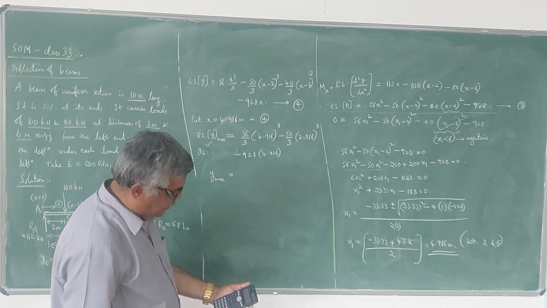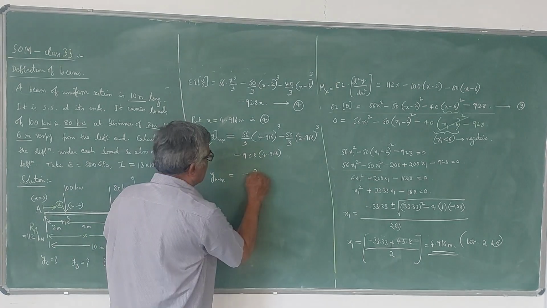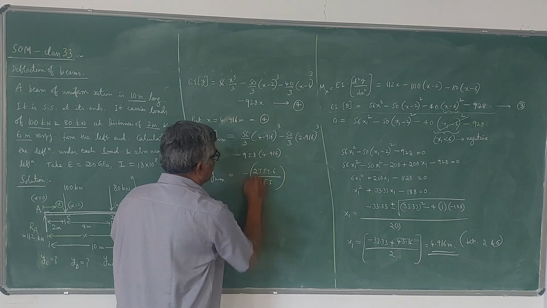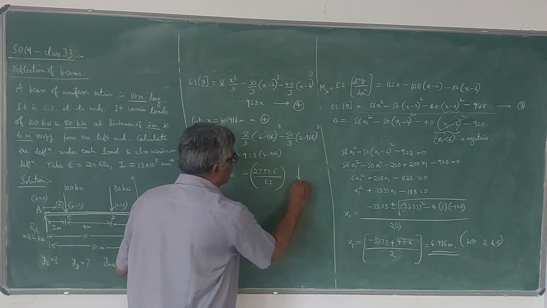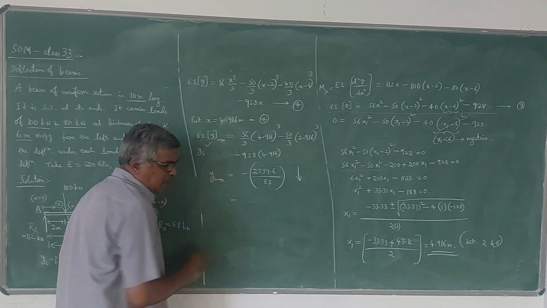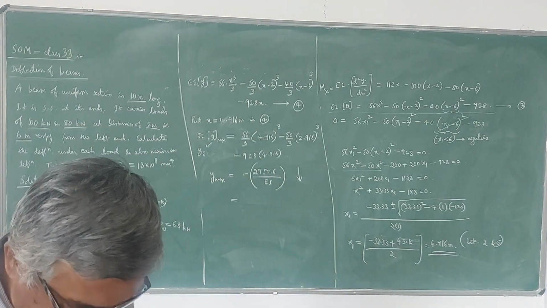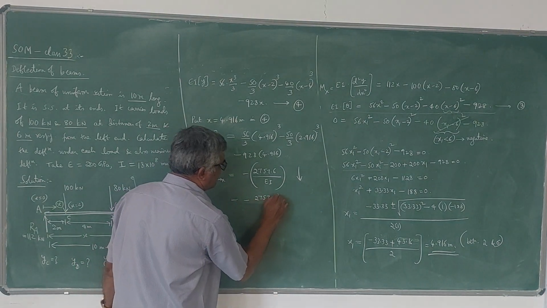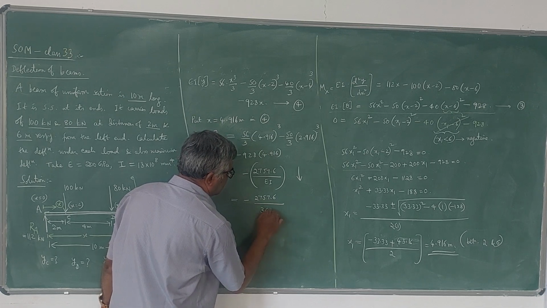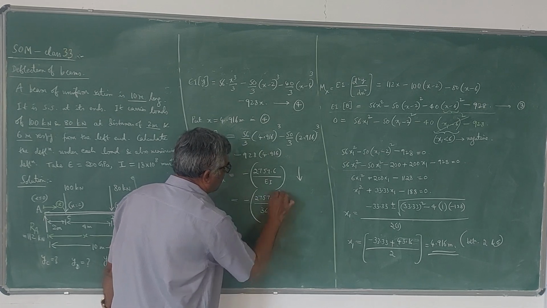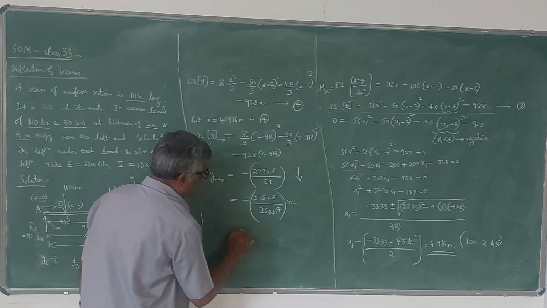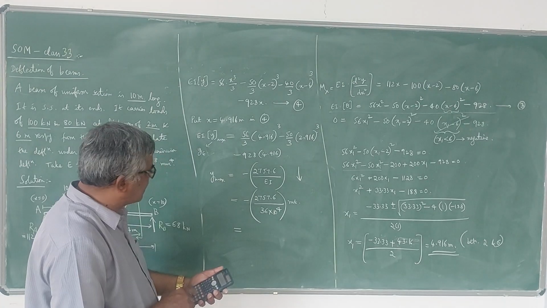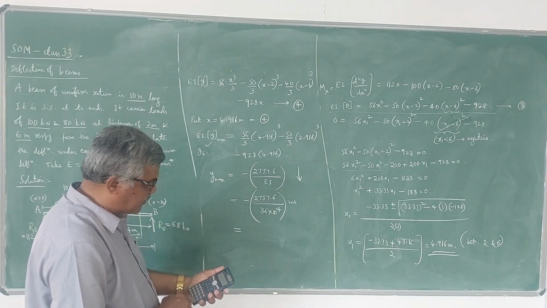minus 2757.6 divided by EI. And the negative sign also indicates that it is downward deflection. Now substitute the value of EI, we have already got the value of EI, 36 into 10 power 4. So minus 2757.6 divided by 36 into 10 power 4. The values are going to be in meter, so we can convert that into millimeter.